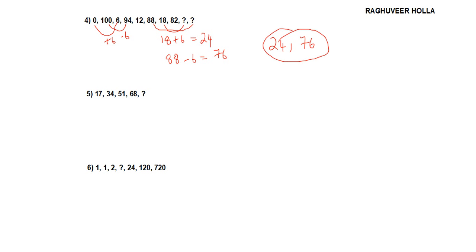Now let us look at another type of sequence test. If you look at this, the difference you find is 7 and 17, the difference is 17, and here the difference is again 17. So now if you add 68 plus 17, that results to 85. So 85 is your answer here.